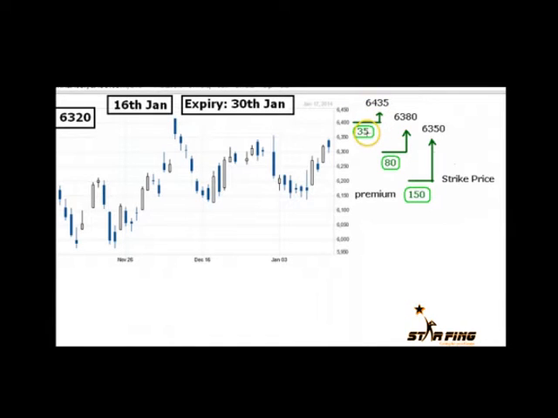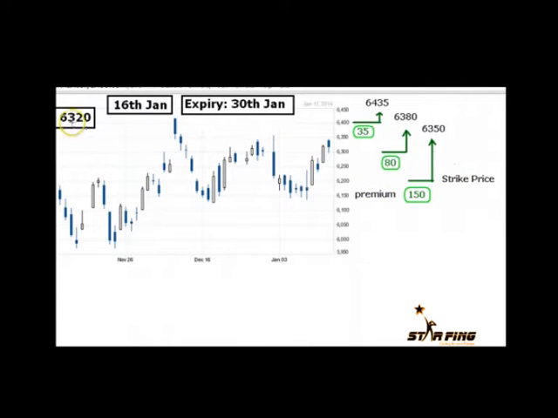So I'm expecting the markets to go up above the strike price by this premium. So 6435 is the expected target. People who are buying this contract are expecting it to touch these levels. And so this is the case.